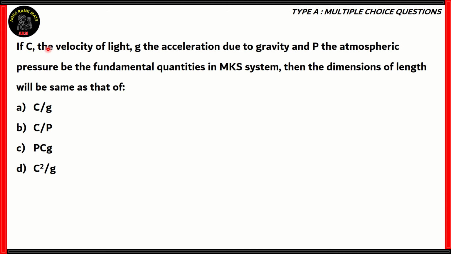If c, the velocity of light, g, the acceleration due to gravity, and p, the atmospheric pressure, be the fundamental quantities in an MKS system, then the dimensions of length will be same as that of c over g, c over p, pcg, c squared over g. So let's look at this question.